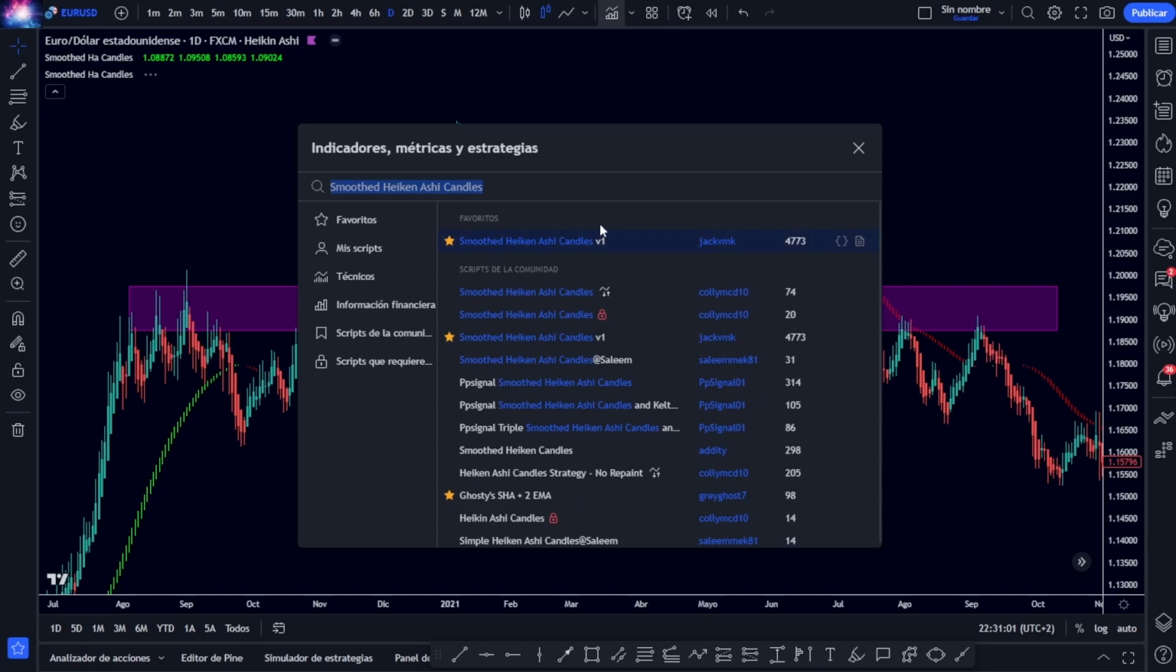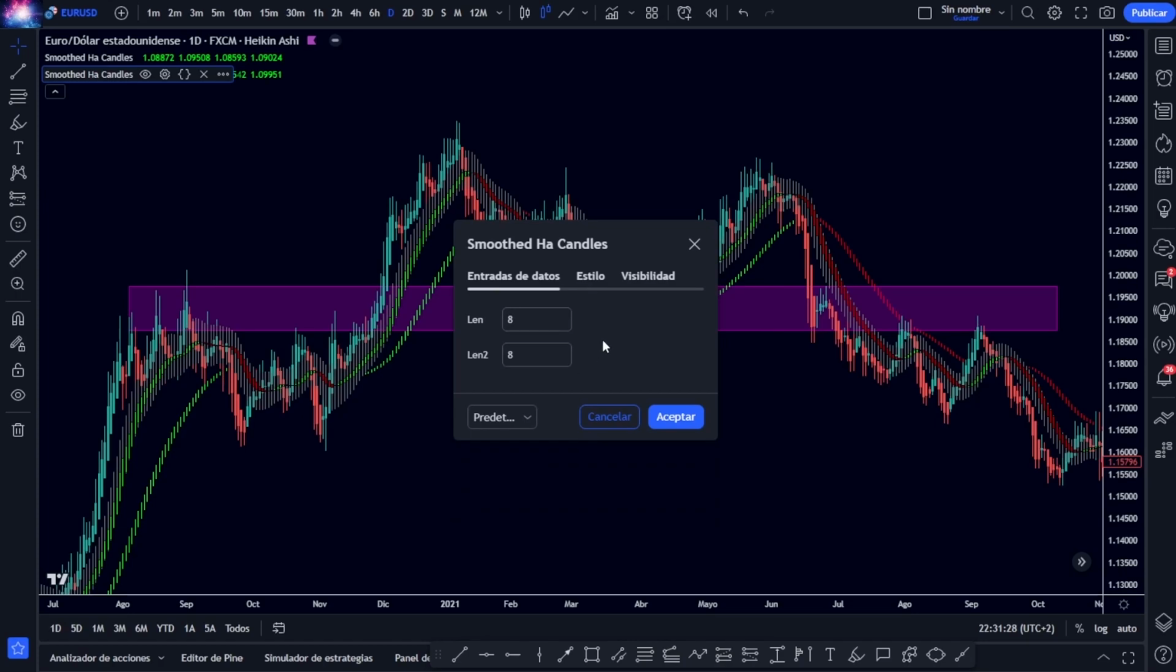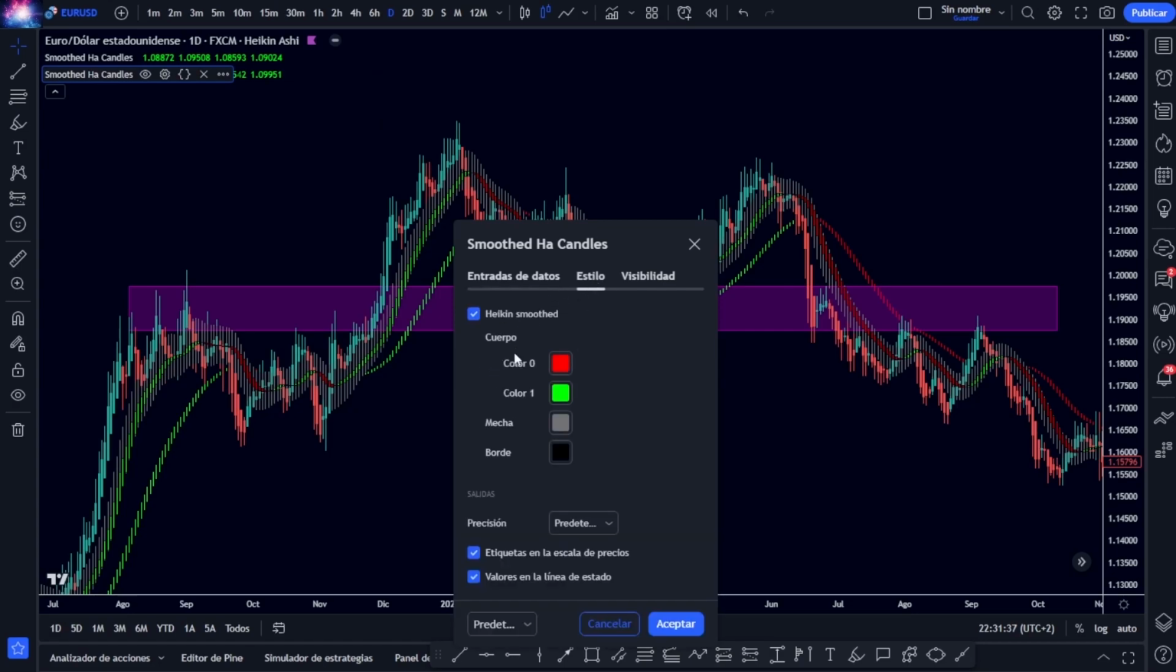But this does not end here. It is highly recommended to use two of these averages with different data to have information in different temporalities. If the first one we put at 20, the second one we will put at 88. We go back to style and place all this in the same way as before, and we would have something like this.